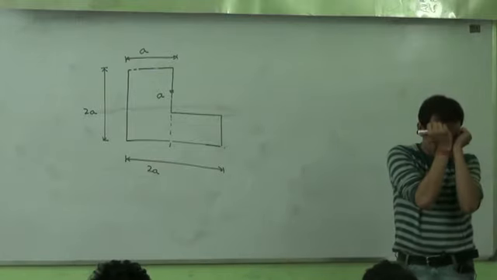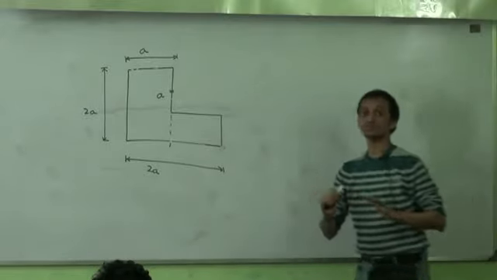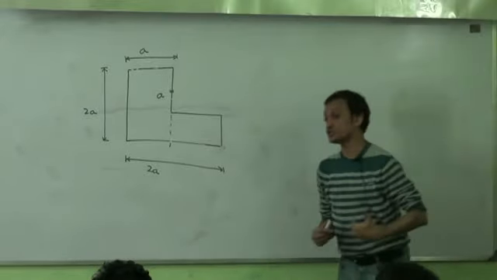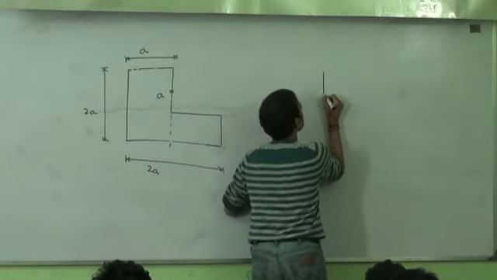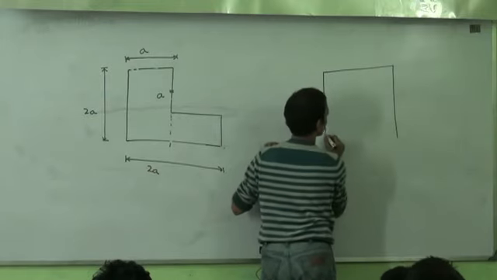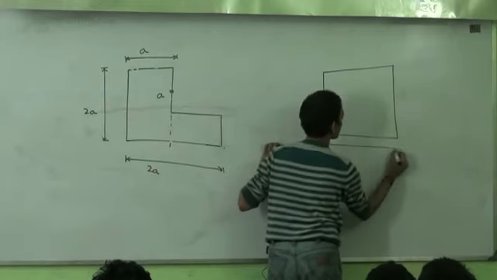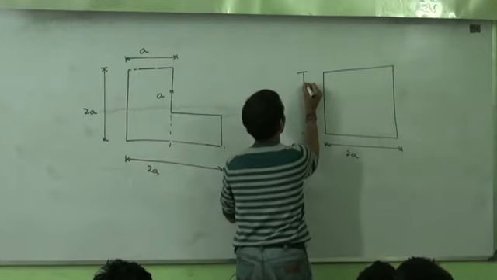What we could do is, this structure could be looked upon as being produced out of removal of a mass from a 2a by 2a square. This is a square, 2a by 2a.